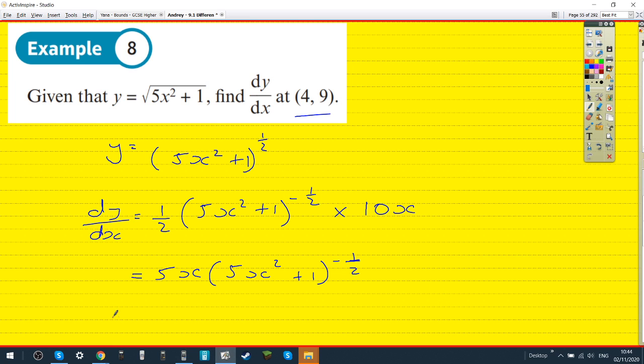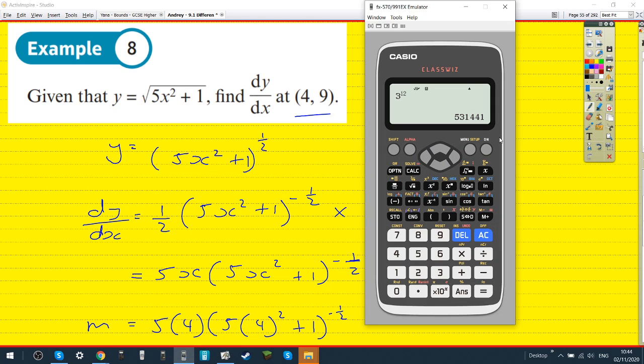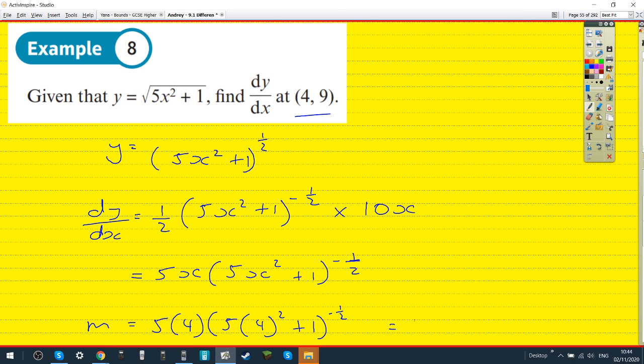Do I now need to sub in 4 into the x value? Yeah, you sub in 4. Go on, what do you get there? Into my calculator. Put the bit without the minus a half in. See what we get. And so that is 1,620. 1,620.